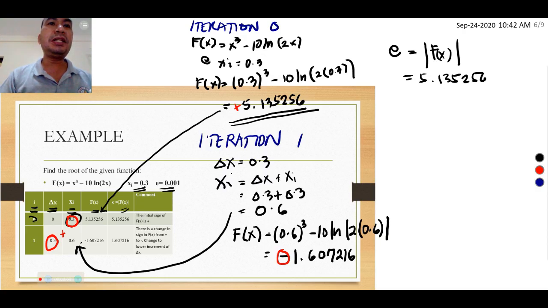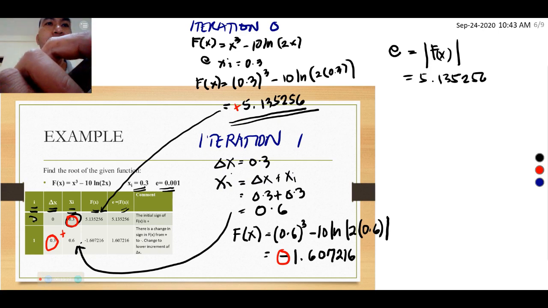So in our previous slides, it was mentioned there that if there is a change in sign from positive to negative or from negative to positive, there may be a root in between these values. So we need to decrease the change in x or the delta x if there is a change in sign.